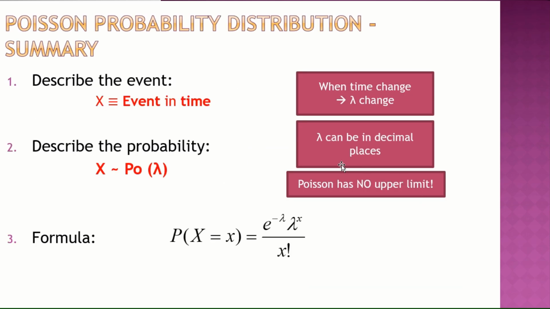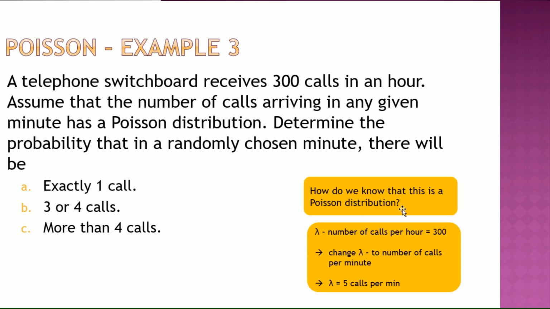So first of all, how do we know it's a Poisson distribution? Lambda, number of calls per hour. Do you see that? Now you're going to change it to minute. How to change to minute? This is from semester 1. It's very easy. You know 60 minutes is 300 calls. 5 minutes, how many calls? Cross multiply and find the answer. I don't think this should be a problem.